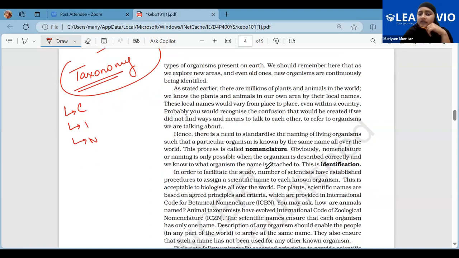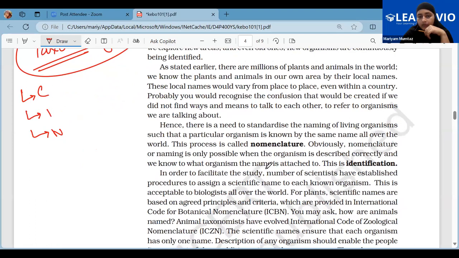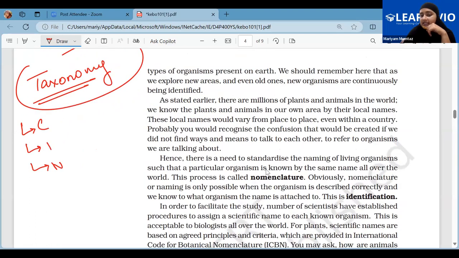So, is my screen visible to everyone? The words and everything are clear? All right. Now, there is a need to standardize the names of living organisms.